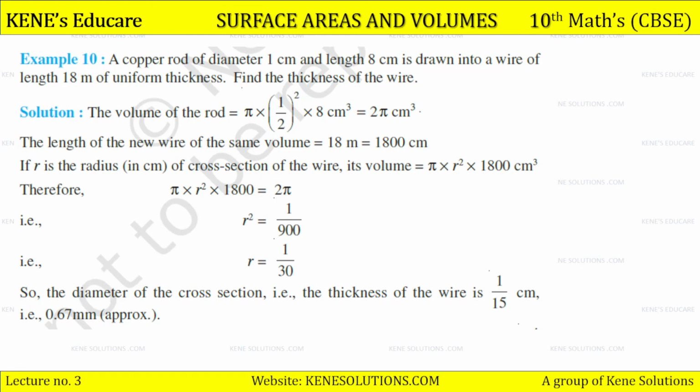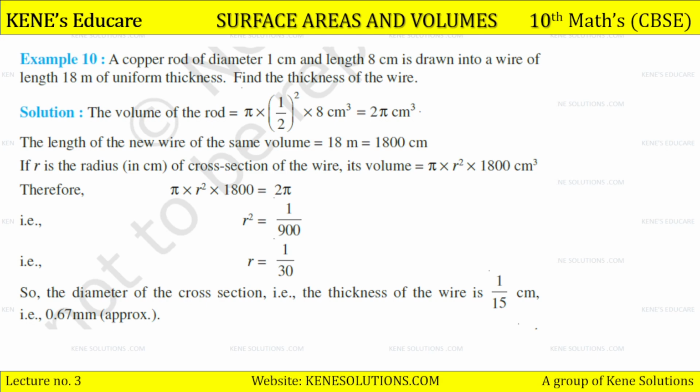A copper rod of diameter 1 centimeter and length 8 centimeter is drawn into a wire of length 18 meters of uniform thickness. Find the thickness of the wire. The volume of the rod, pi multiplied by 1/2 whole square multiplied by 8 centimeters cube is equal to 2 pi. The length of the new wire of the same volume is equal to 18 meters. So here 1800 centimeter comes.